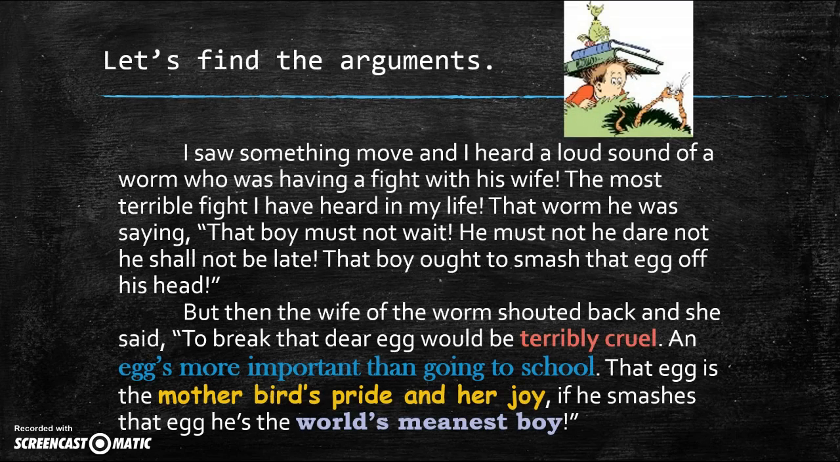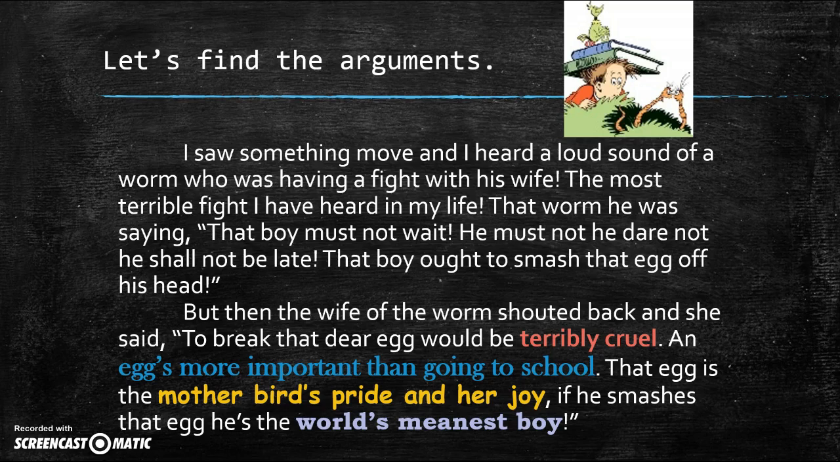So, let's see if we can find some arguments in this portion of text right here. Let's find the arguments. This is a story that a boy is telling because he thinks that a bird laid an egg on his head, and all of a sudden he has to figure out whether he should smash the egg and go to school or whether he should wait and let the egg hatch. Here we go. I'll read it to you, and you see if you can find the arguments that two different characters give, Mrs. Worm and a cat, for whether or not he should destroy the egg that's on his head.